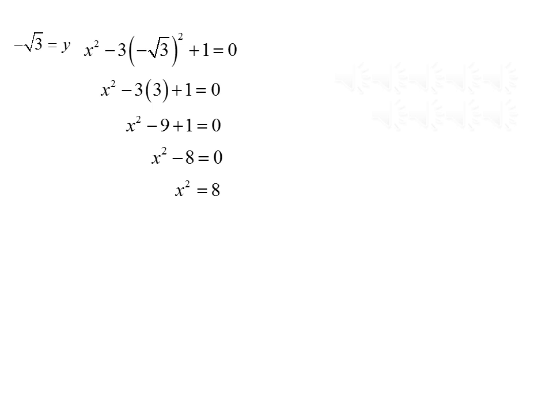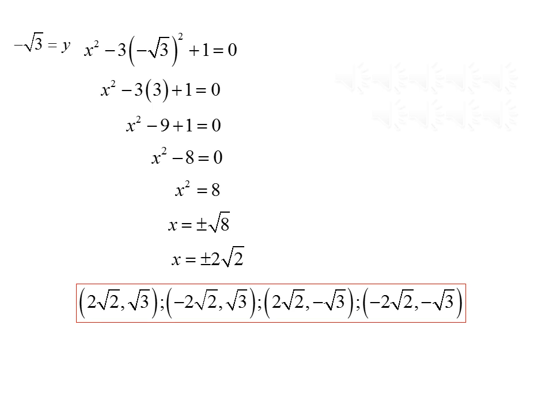Add 8 to both sides of the equation to get x squared equals 8. Take the square root of both sides of the equation, so x equals plus or minus square root 8. And we can rewrite our radical as x equals plus or minus 2 times the square root of 2. So when y is negative root 3, we get two values of x as well, plus or minus 2 root 2. So there will be four solutions to this system of equations, and they are the ordered pairs 2 root 2, root 3; negative 2 root 2, root 3; 2 root 2, negative root 3; and negative 2 root 2, negative root 3.